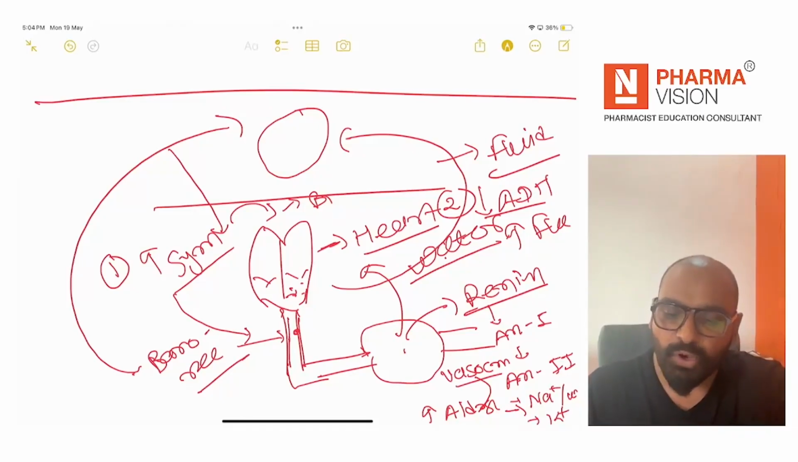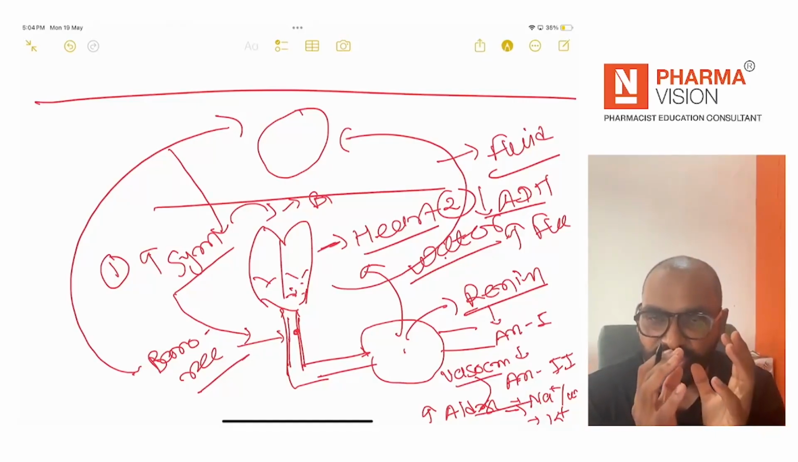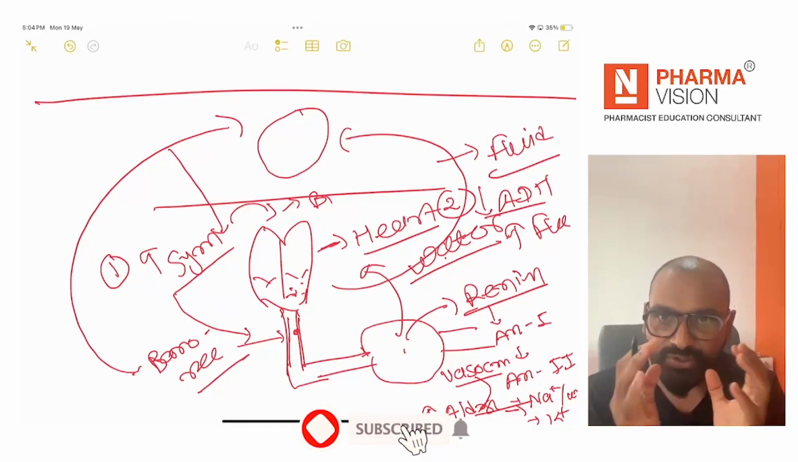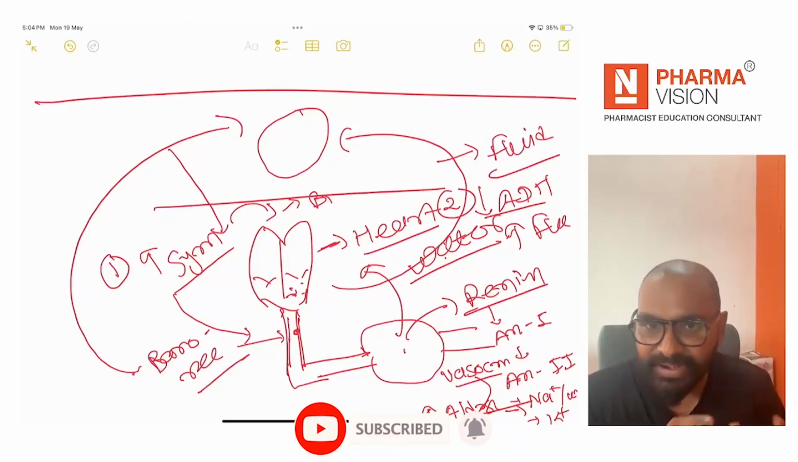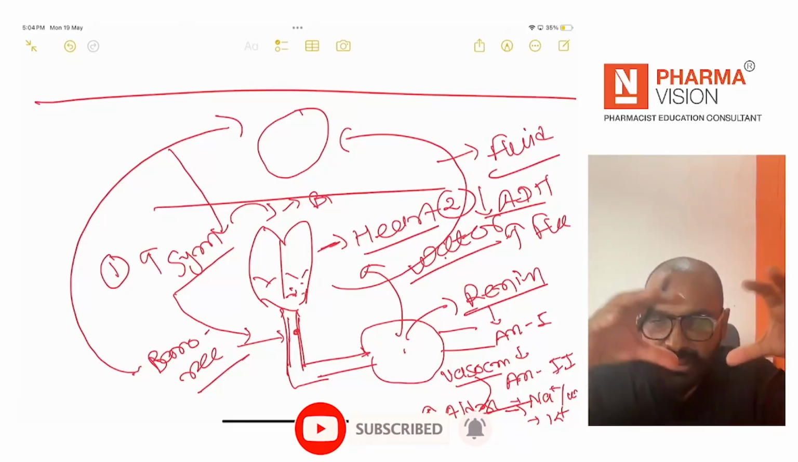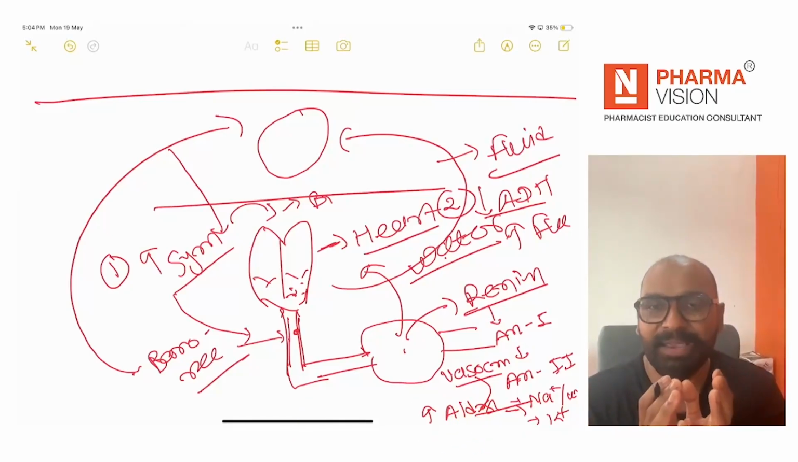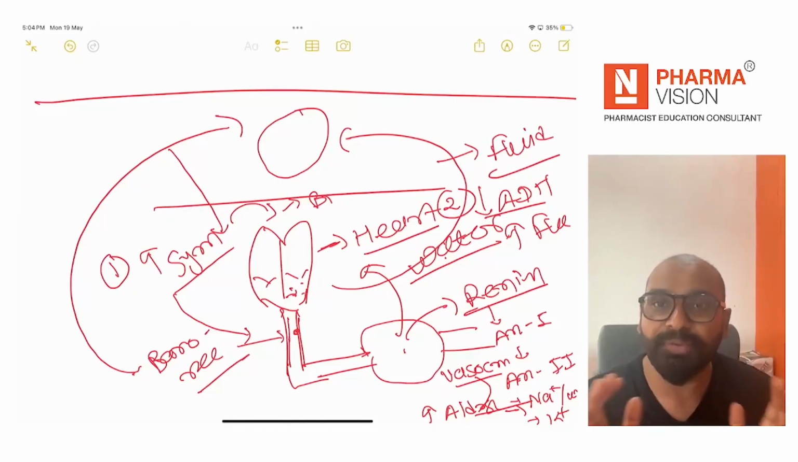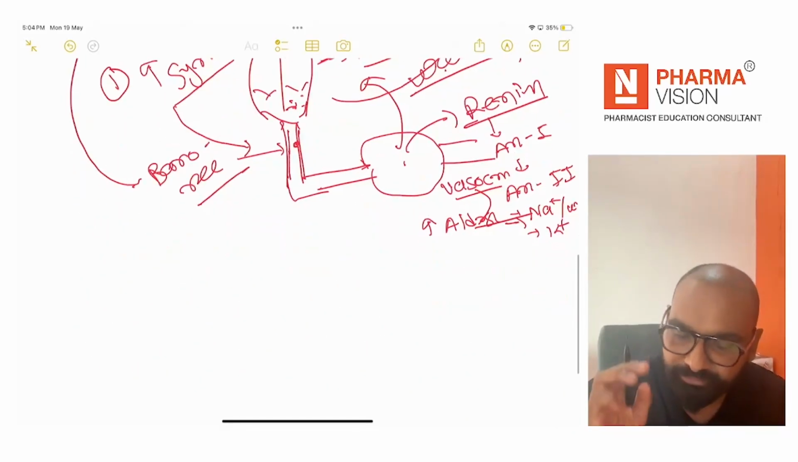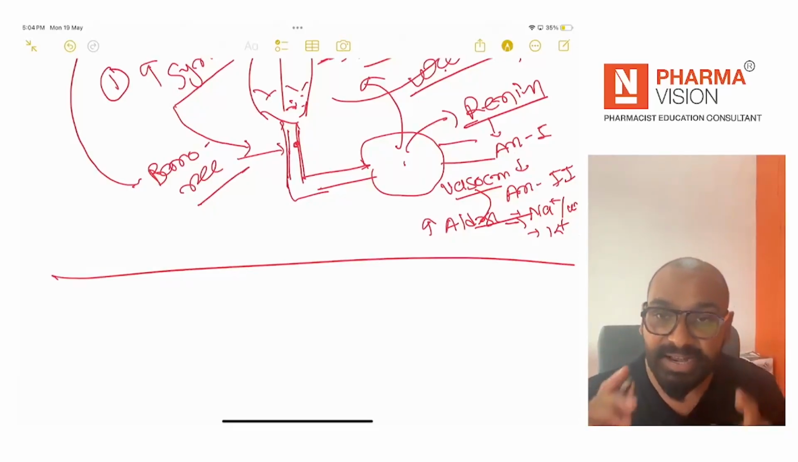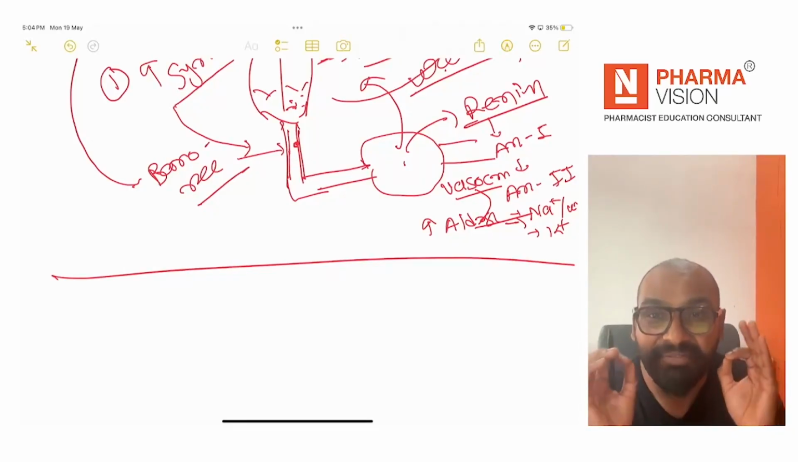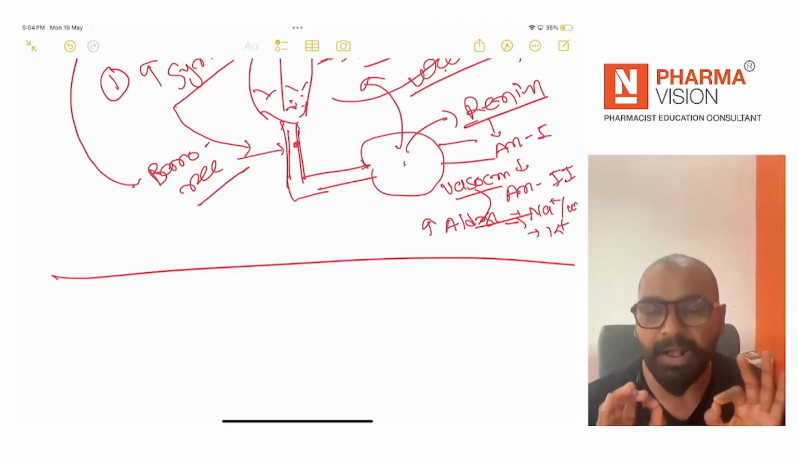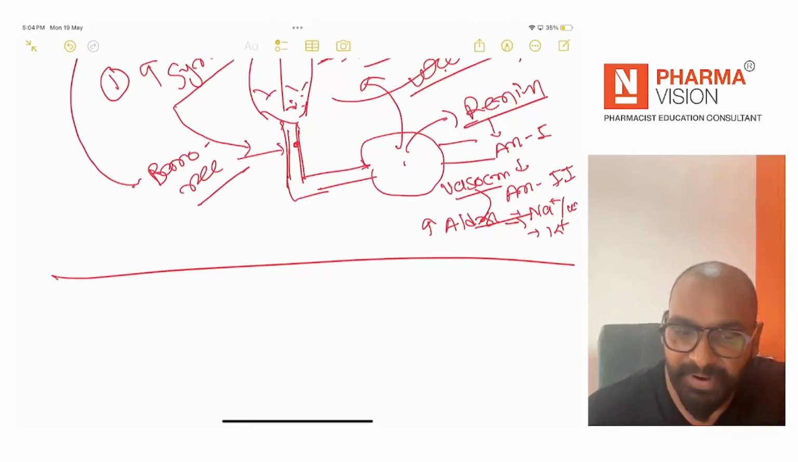Now, vasoconstriction, fluid retention and the sympathetic system. All these compensatory mechanisms are trying to maintain the normal cardiac output through different mechanisms. That is called the compensatory mechanism. This is a very important part for learning heart failure.